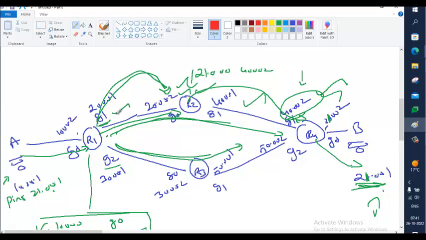Right. Now, there is also one more called default route.